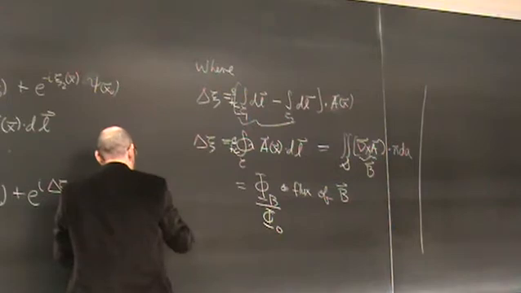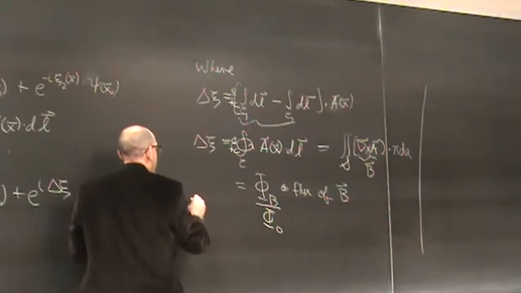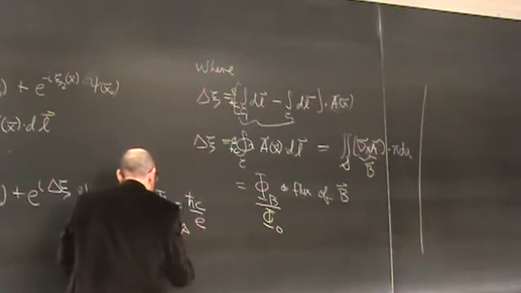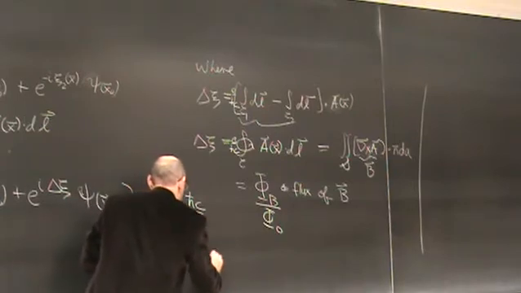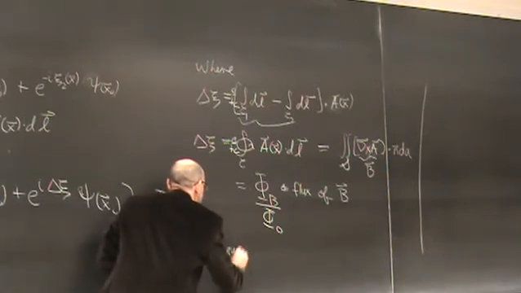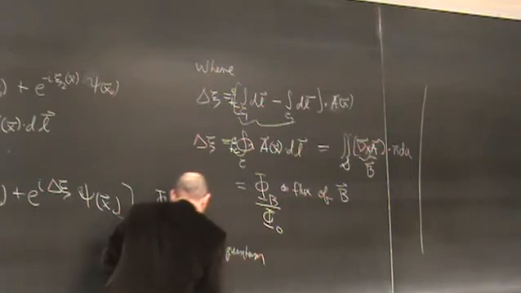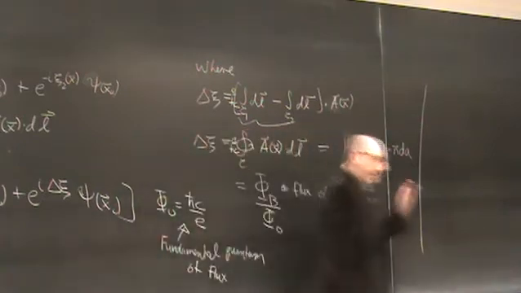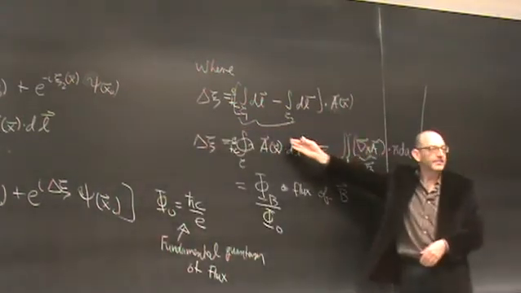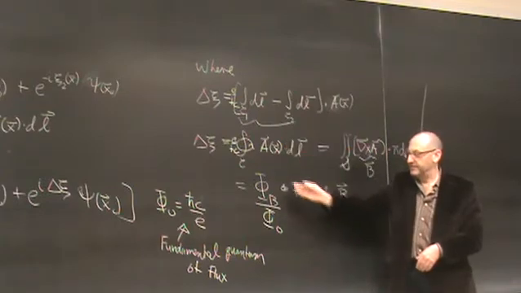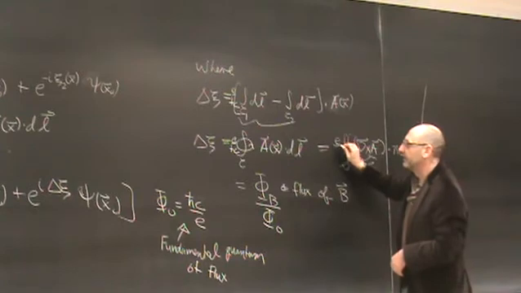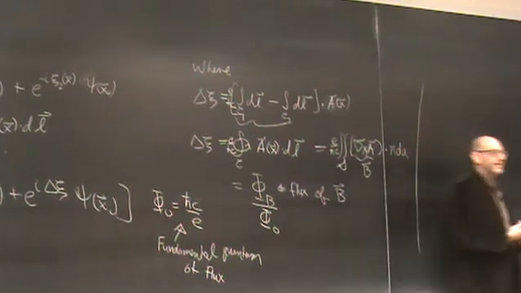So phi naught here is what I'm calling h bar c over e. This is the fundamental quantum of flux. It's got the units of flux, right? Because this is a phase, this is dimensionless. So the ratio of this to the flux quantum is dimensionless.